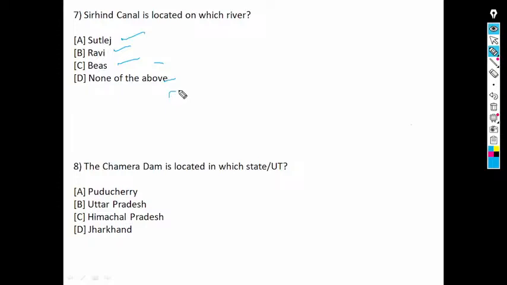Sir-Hind Canal is located on the Satluj River. Satluj River, upar Sir-Hind Canal. We will discuss this one.